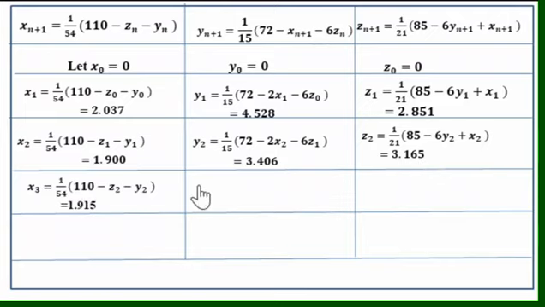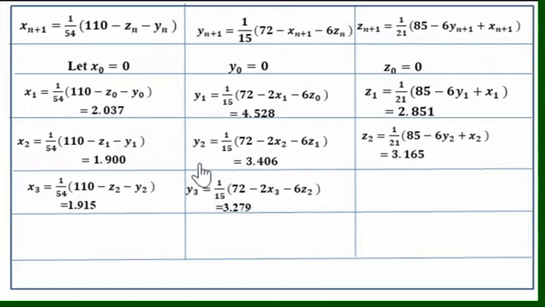Next we do the third iteration, x3, y3, z3. Start with x3. So here, replacing x2 by x3, z1 by z2, y1 by y2, and substituting these two values in the right hand side, we get x3 equal to 1.915. Then the formula for y3 is 1 by 15 into (72 minus 2 x3 minus 6 z2).